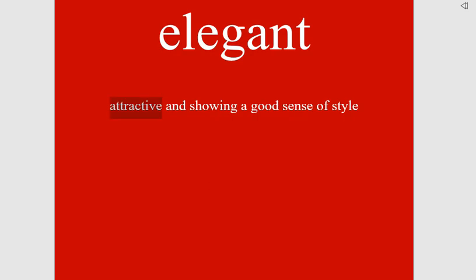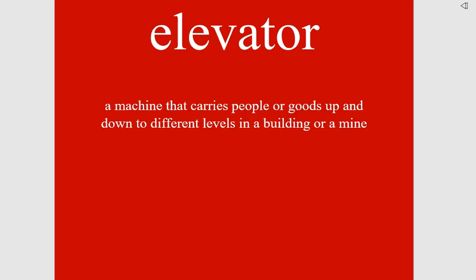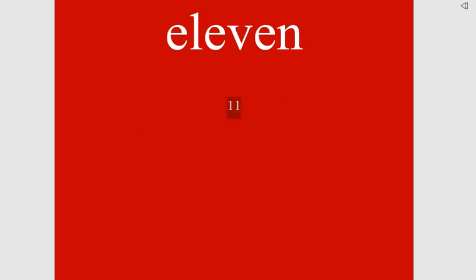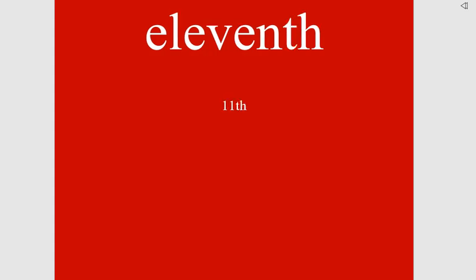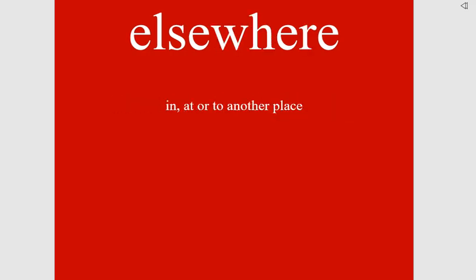Elegant. Attractive and showing a good sense of style. Element. A necessary or typical part of something. Elevator. A machine that carries people or goods up and down to different levels in a building or a mine. Eleven. Eleventh. Else. In addition to something already mentioned.